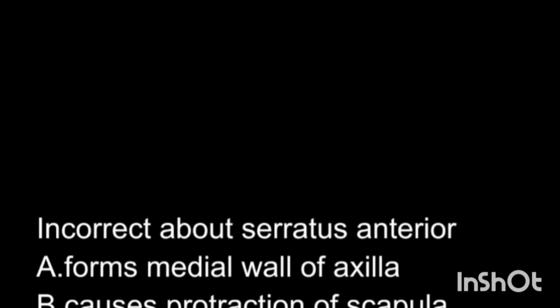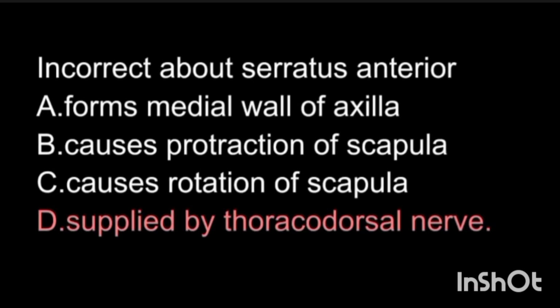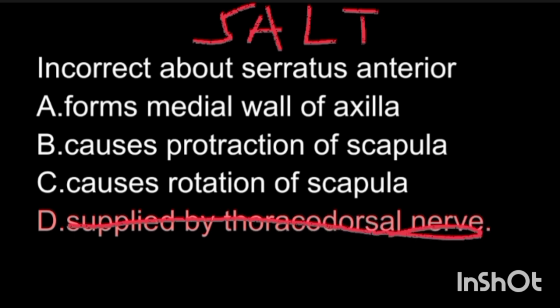Let us solve one question here. Incorrect about serratus anterior. The statements given are: forms medial wall of axilla, causes protraction of scapula, causes rotation of scapula, supplied by thoracodorsal nerve. Here we know that serratus anterior is supplied by long thoracic nerve, that is SALT. So supplied by thoracodorsal nerve is the wrong statement.